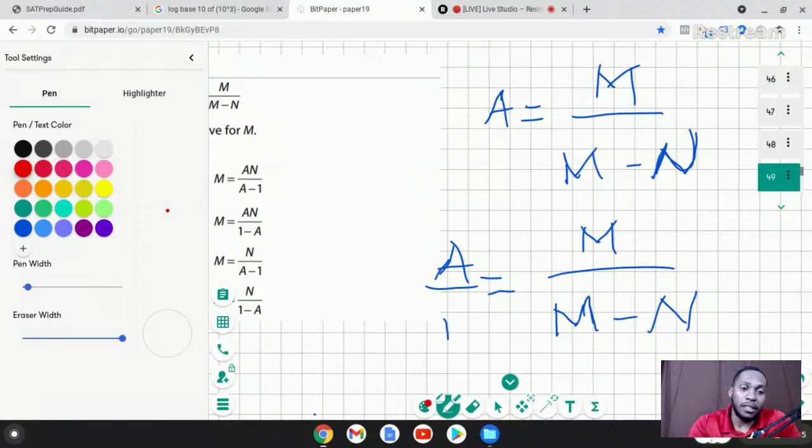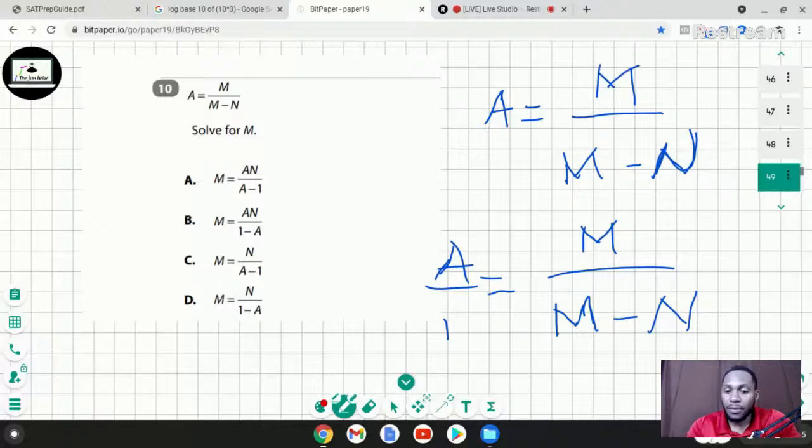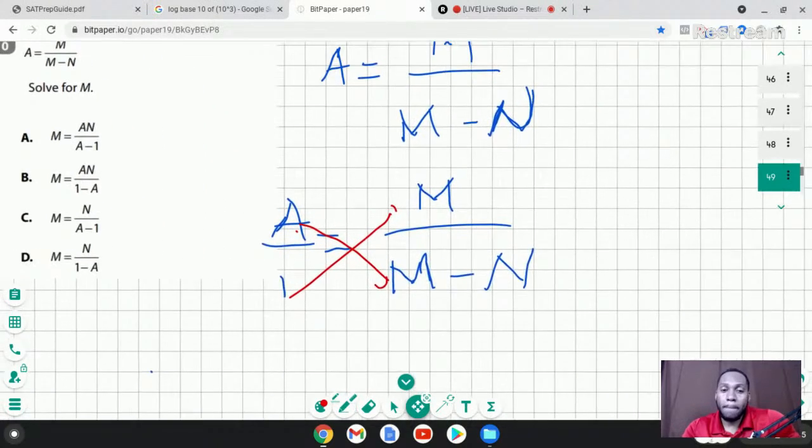So what does that mean? It means I can multiply this. There are many ways that you can solve this. It's not the easiest, but there are many ways to solve it. So cross multiply. I multiply the a by this, and I multiply the 1 by the m. What does that give me?